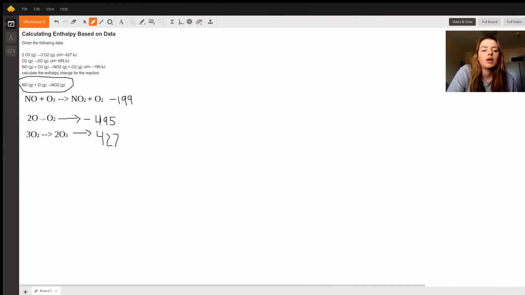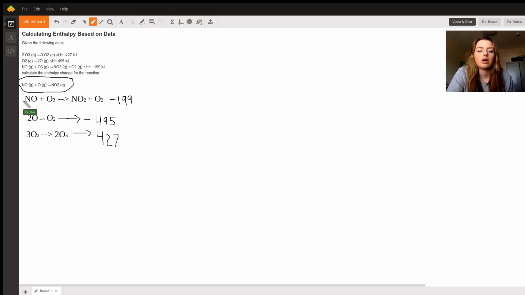All right, so the first thing that we want to do with equations like this is find what we want to be our ultimate equation. So that's going to be this one right here. And notice here that we have NO and O on the left side of the equation, on the reactant side, and NO2 on the right, or the product side of the equation. So given the information here, we can see right off the bat that not all of these correct products and reactants are on the correct sides.